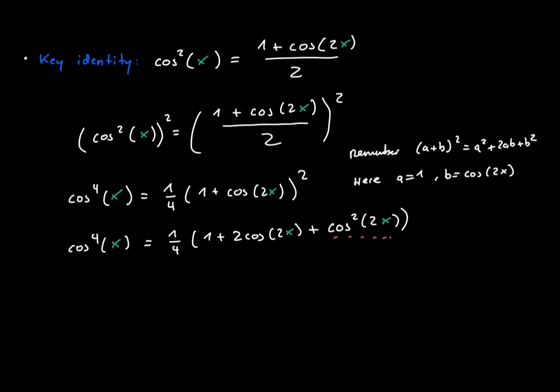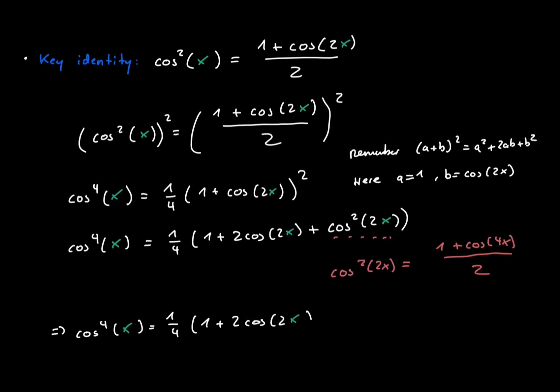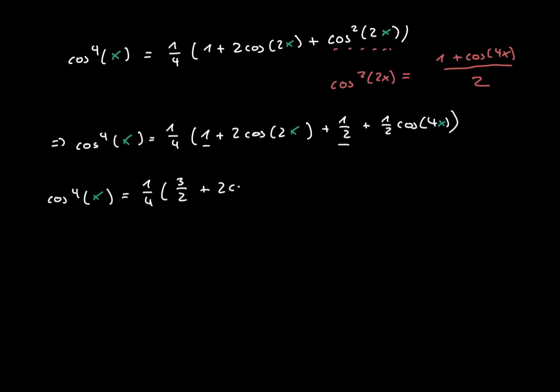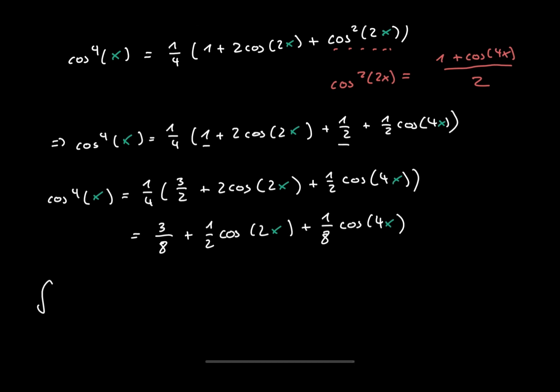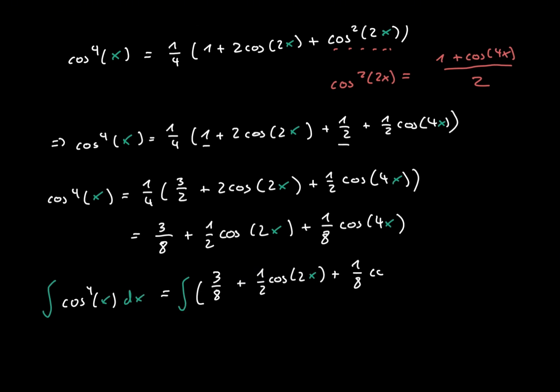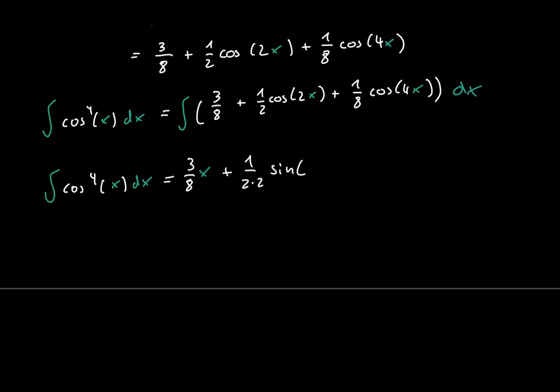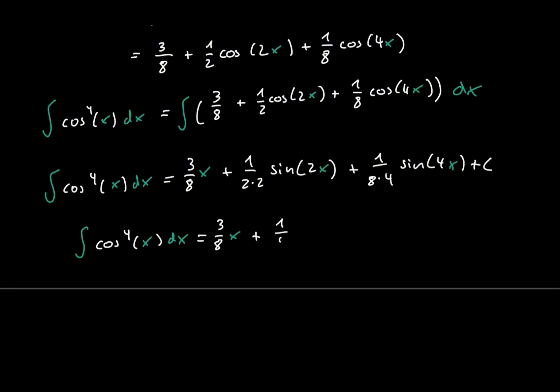We reduce the cosine squared term again using the same identity. After simplifying and integrating term by term, we get 3x over 8 plus sine of 2x over 4 plus sine of 4x over 32 plus c.